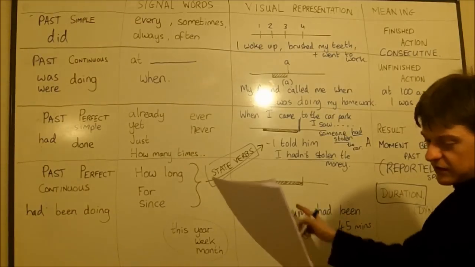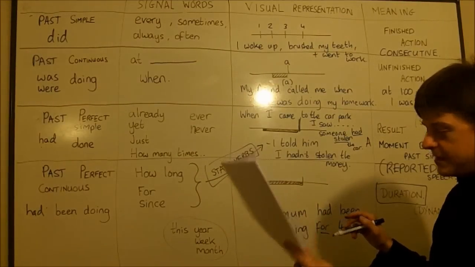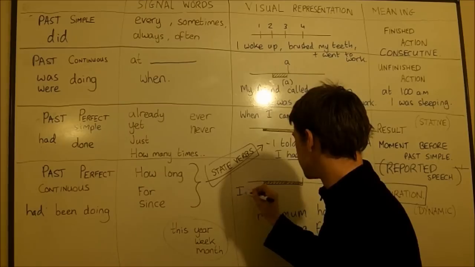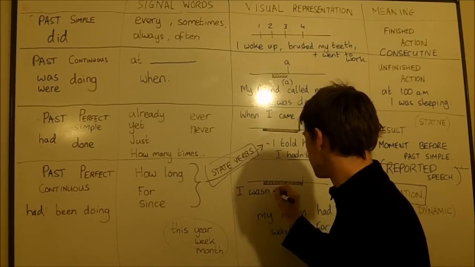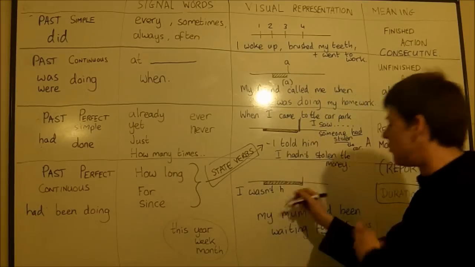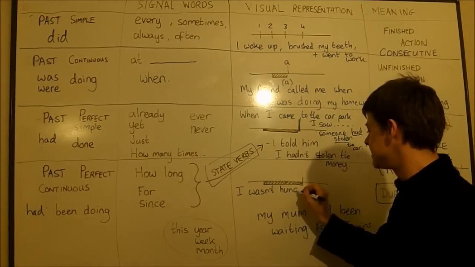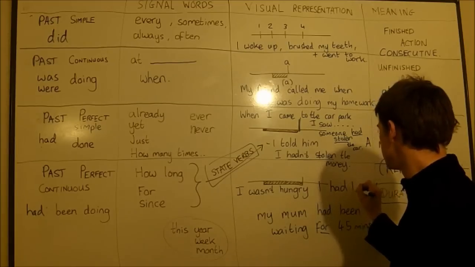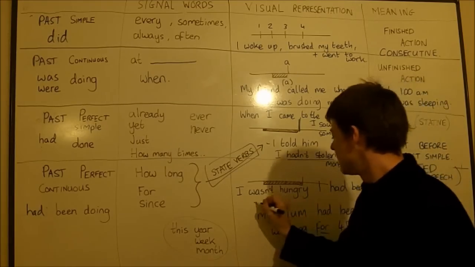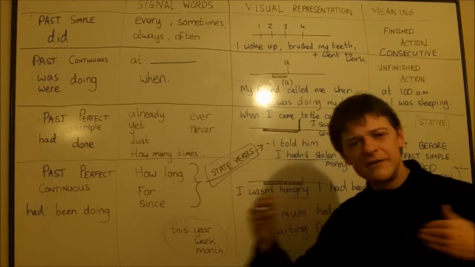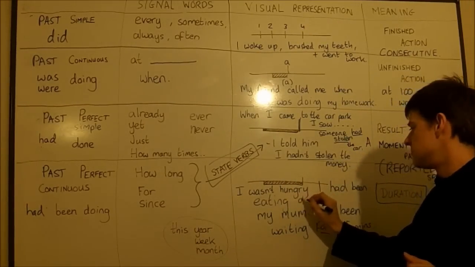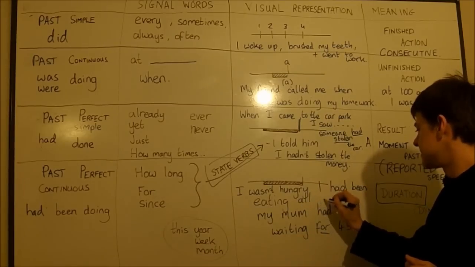Let me give you one more example. I wasn't hungry because I had been eating all day. I wasn't hungry. Why not? Because before I wasn't hungry, I had been eating all day. And we say had been eating, not eaten, because all day is a very long period of time. And when you want to emphasize duration, you must use this past perfect continuous.